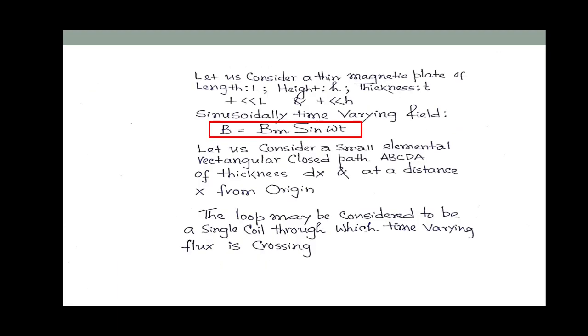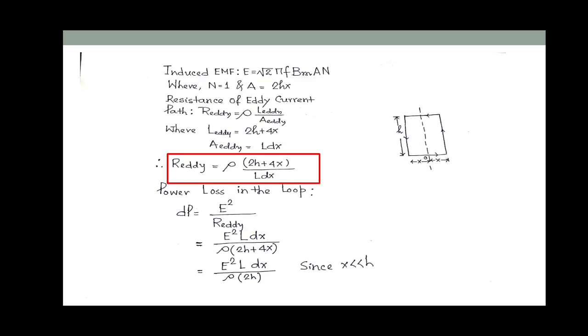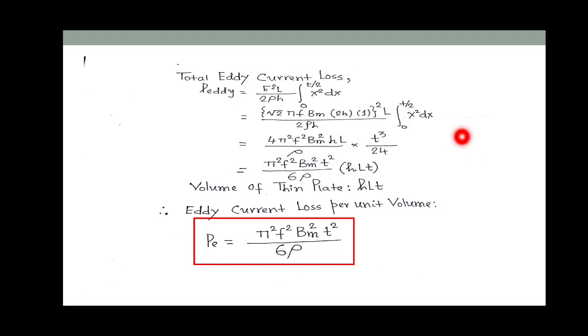How is this coming? This is 0, the entire part is t. Now this portion will be t by 2, thickness by 2. After integrating, we can have this value, and the volume of this thin plate is nothing but h into L into T. So eddy current loss per unit volume can be derived as this.